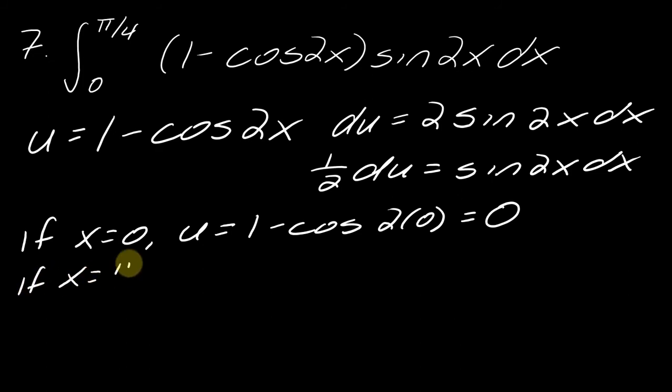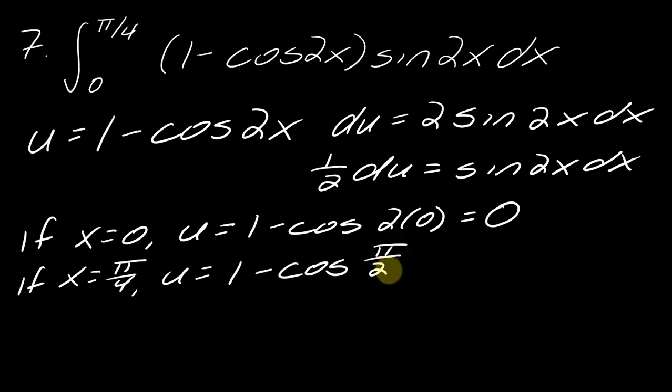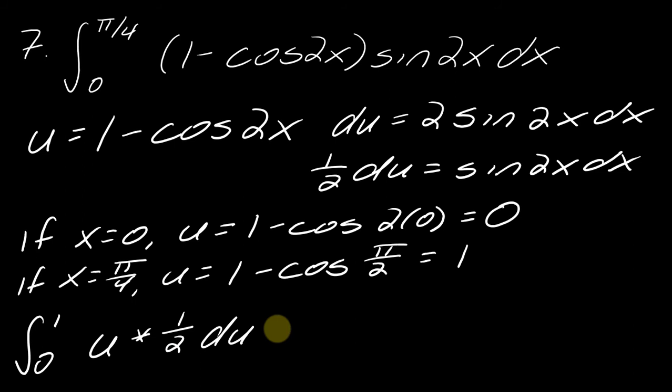And then if x equals pi over 4, then let's see. This will become cosine of, when I simplify this, pi over 2, right? Because this is 2x, so 2 times pi over 4 will become pi over 2. So the cosine of pi over 2 is 0, so this will just equal 1. So now I can just rewrite this whole integral going from 0 to 1. So notice how I swapped these out. And then the rest of this will be u times 1/2 du. And that's something we can pretty easily solve.